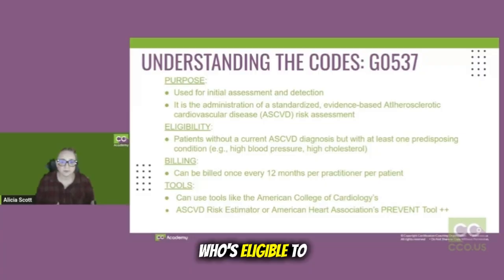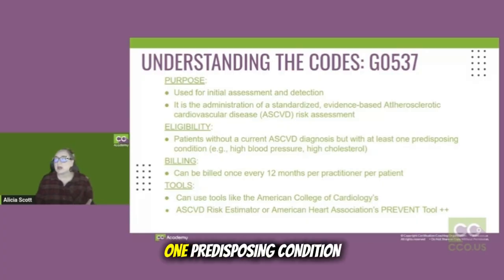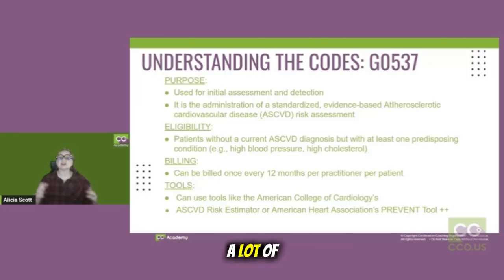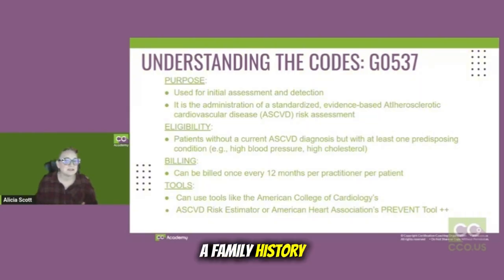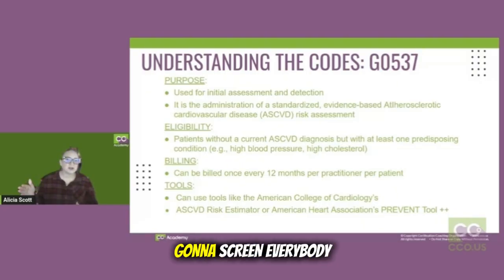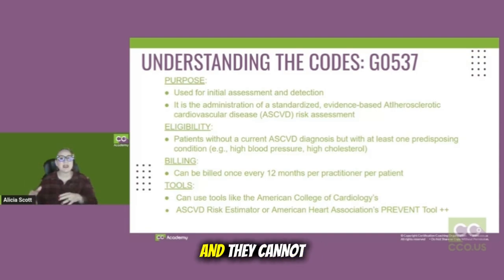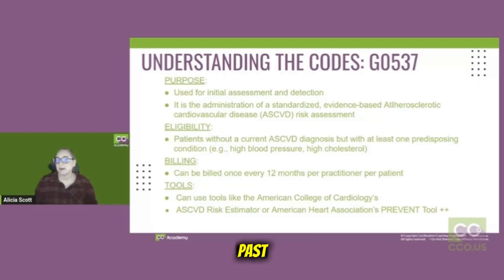So who's eligible to be tested for this code to be used? It's any patient without a current diagnosis. So the patient doesn't have ASCVD, it hasn't been diagnosed, it won't be on their problem list, but they have at least one predisposing condition. And there's a lot of them. The examples they're stating are high blood pressure, high cholesterol. It could be a family history of this diagnosis. So again, we're not just going to screen everybody. There has to be a predisposition in some format, and they cannot have had that diagnosis in the past to use the G0537.